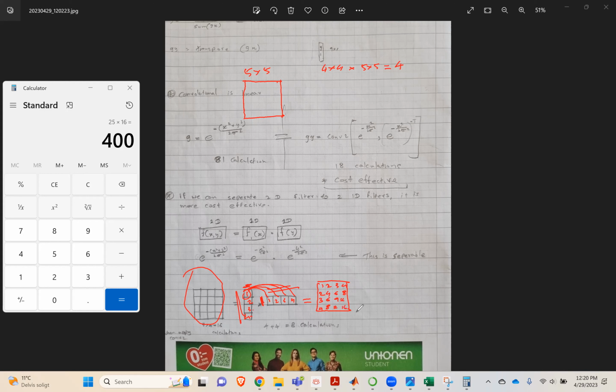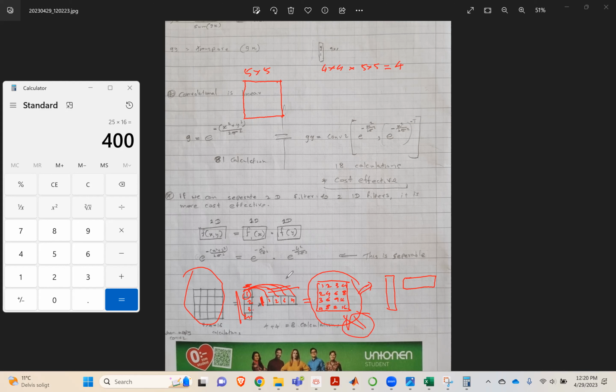Let's say you have your filter this. If this is your given filter, you can separate it into a column and row vector like this. But not everything, because if I just put random numbers, you cannot separate it. So this is a separable filter. That's the meaning of a separable filter.